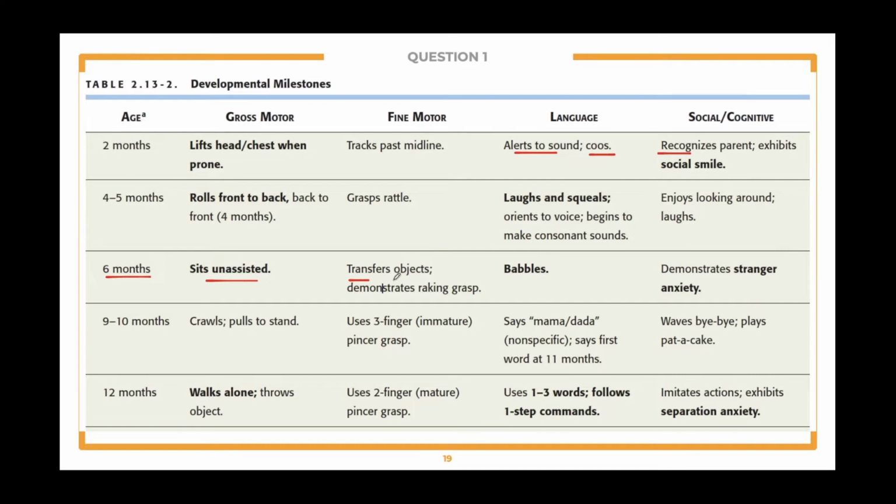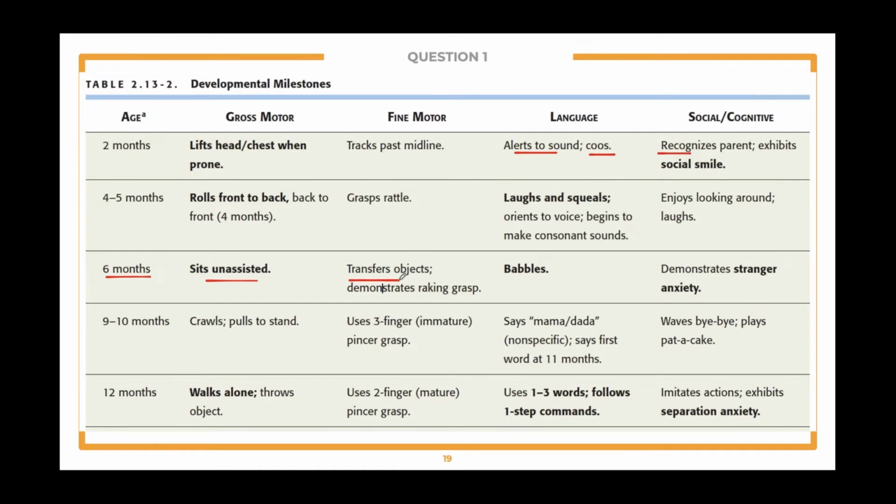At 9 months, 10 months, that's when they can start to crawl, that's when they can pull to stand, and they can use an immature pincer grasp. They can start saying mama dada, wave bye-bye, okay? Month 12 or 1 year, that's when they can walk. They can use a mature or 2-finger pincer grasp. They can say a couple words. They can follow one-step commands.